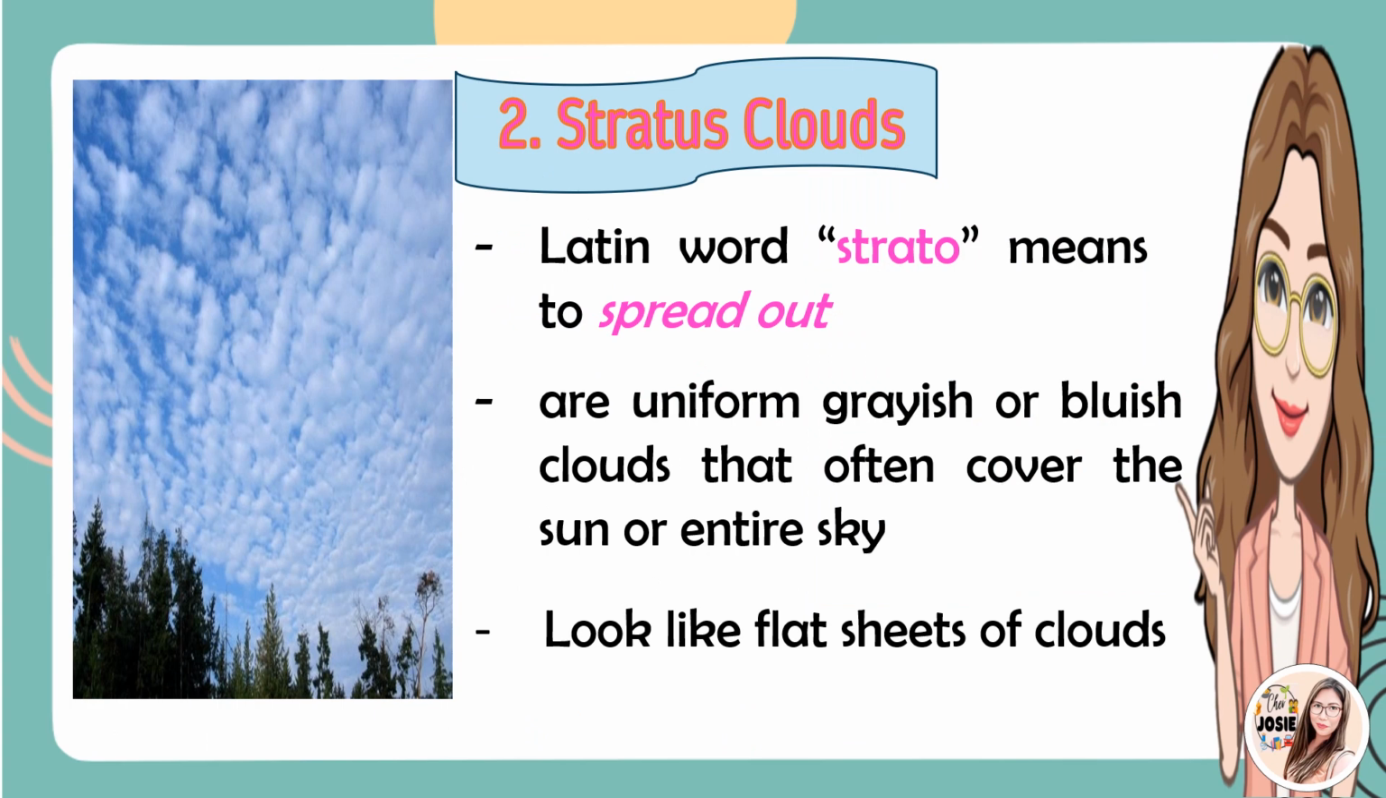The next type of cloud is what we call the stratus clouds. It is also based on the Latin word strato, which means to spread out. Stratus clouds are uniform grayish or bluish clouds that often cover the sun or the entire sky. It looks like flat sheets of clouds.